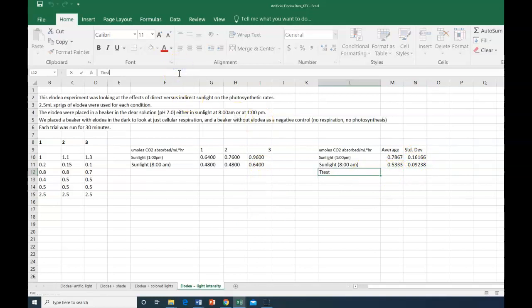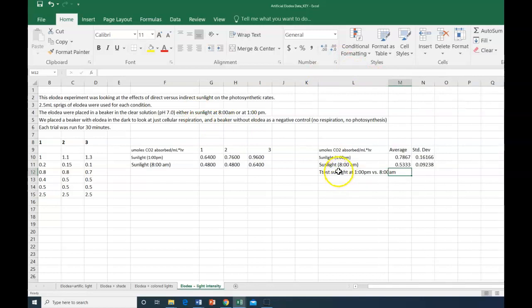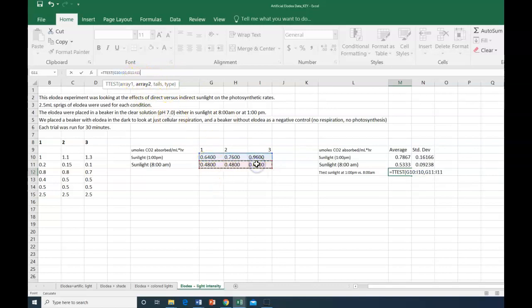So here I'm doing a t-test of looking at, is there a significant difference looking at sunlight at 1 o'clock p.m. versus 8 o'clock a.m. All right, so again, the way we do this is we hit equals t-test. And now it's asking, it's bolded array 1, so you're going to go ahead and select array 1. You then type in a comma, and now it's highlighting array 2. What's my array 2 data? It's the sunlight at 8 o'clock a.m.